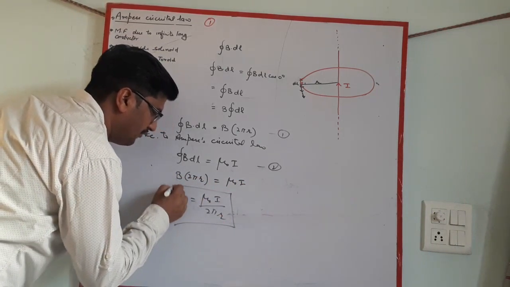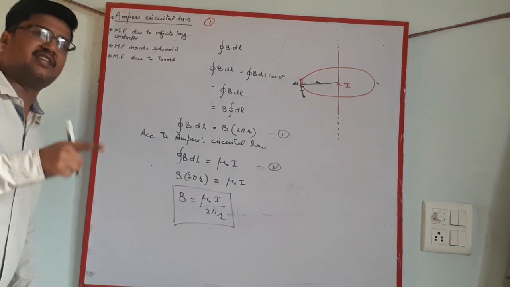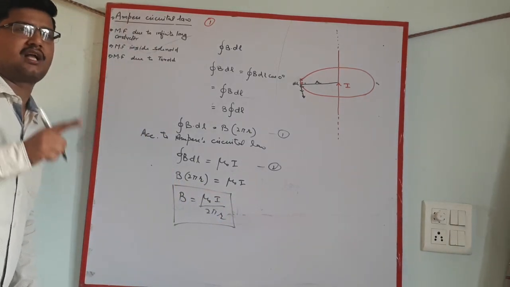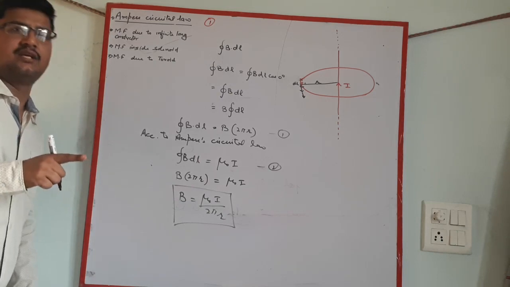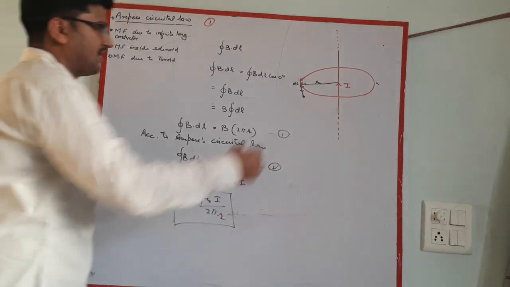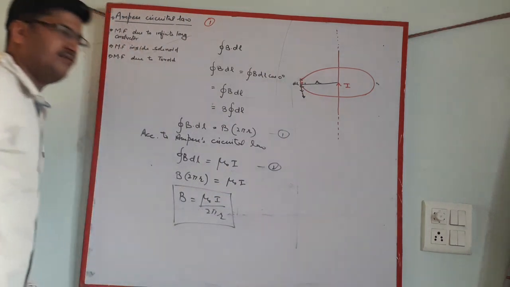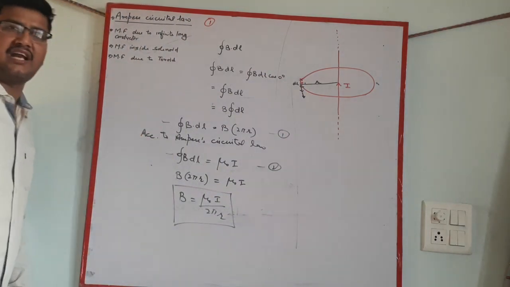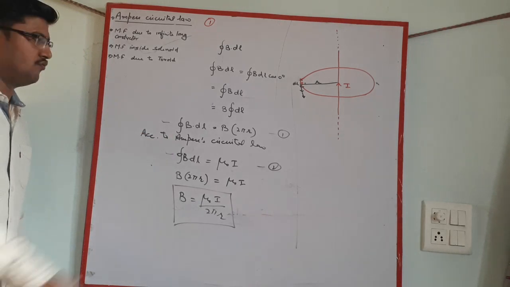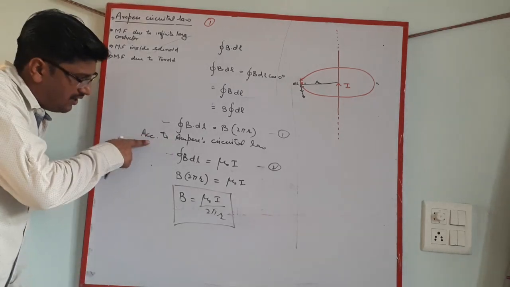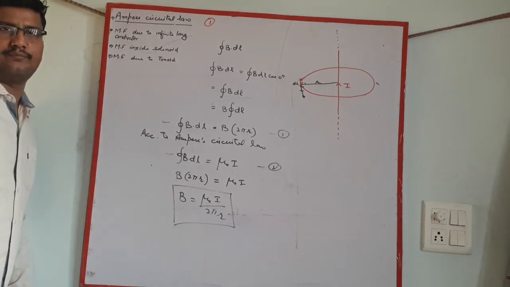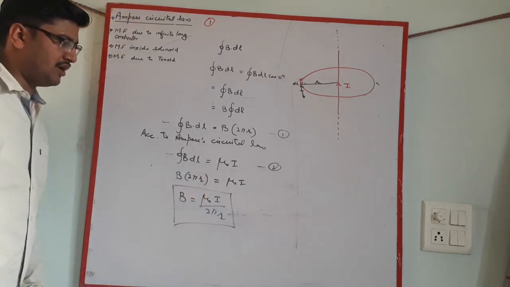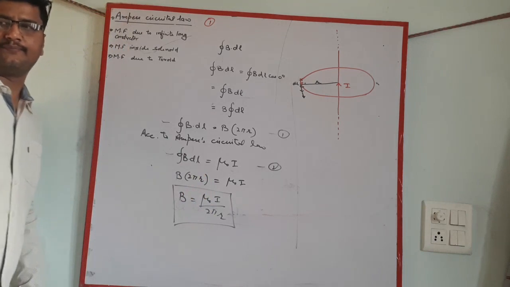Dear friends, if you find this magnetic field with the help of the Biot-Savart law, the calculation is very lengthy and complicated, and here you can see that the calculation becomes very easy. We just have to compare these two parts, one by that formula and one by Ampere's circuital law, and hence we can find the magnetic field, mu naught I upon 2 pi r.